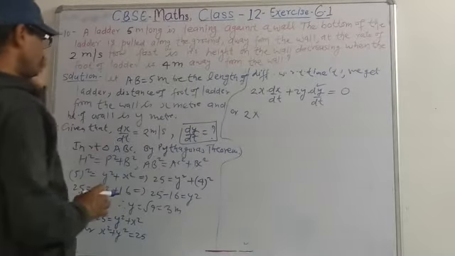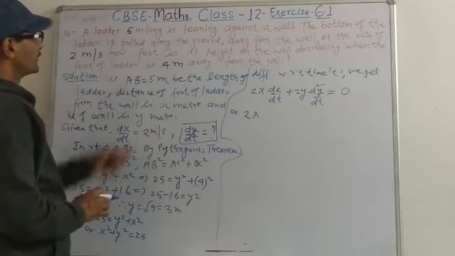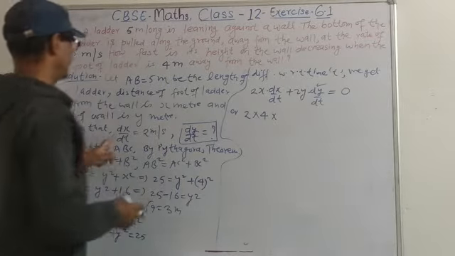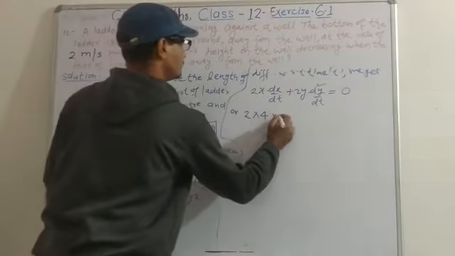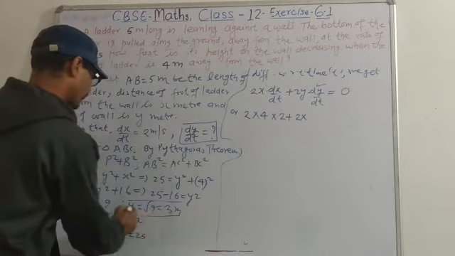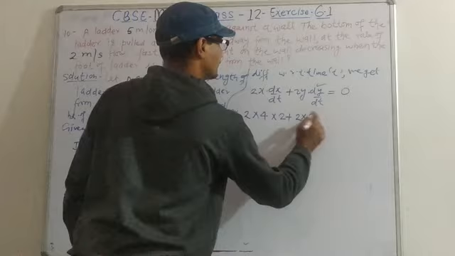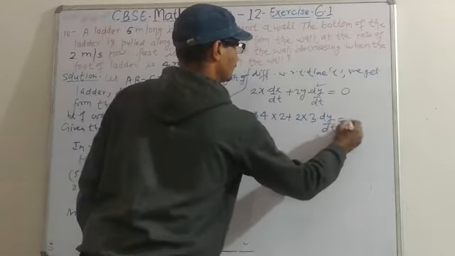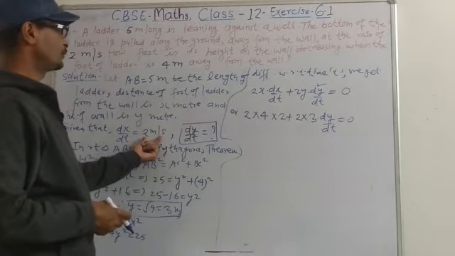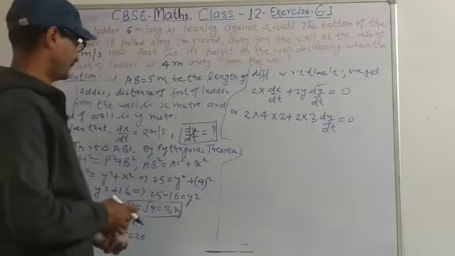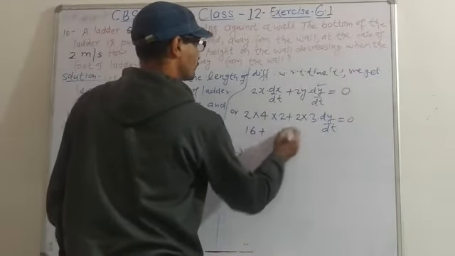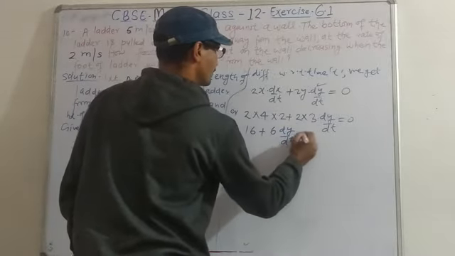Where is x? X is this 4 meter, into dx by dt, rate of change, this dx by dt is 2, plus 2 into y, y we have just found, इसके प्लस में रखेंगे 3 into dy by dt equal to 0. चेक once again: 2, x is 4, dx by dt is 2, plus 2 into y, y is 3, equal to 0. 2 4 is 8, 2 8 is 16, plus 2 3 is 6, dy by dt is equal to 0.